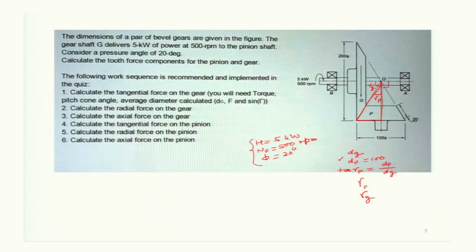So, knowing gamma p, knowing np, you can find the average diameter d average. Knowing d average, you will get the Wt with the knowledge of h. So, Wt is known to us. We have phi, we have your pitch angle gamma p and gamma g. So, you can find the forces Wa, Wt and Wr on the gear and pinion. Thereafter, you can also get the bearing reaction.